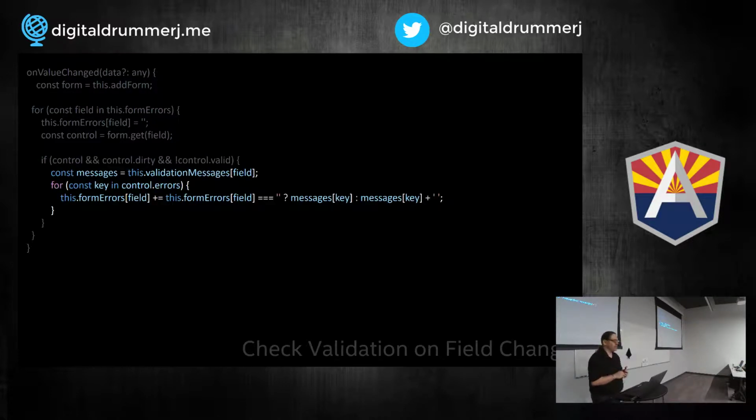Then it gets the references to all of those validation errors from the previous slide, and it will loop through all the errors that got fired from the validators and keep appending them so I get one message back out.